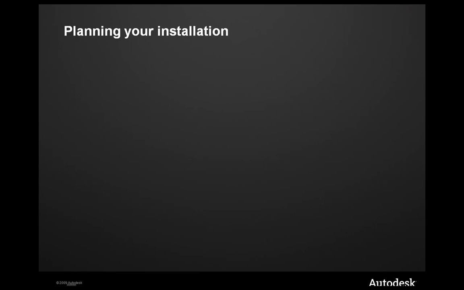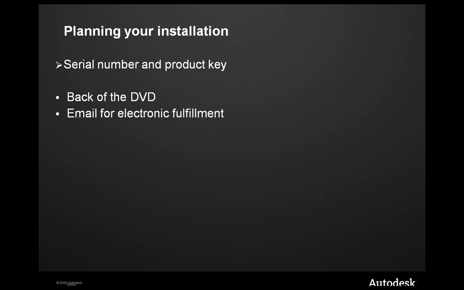Please have your serial number and product key handy before the start of your installation. You will be asked to enter both of these during the installation. If you are installing from the Inventor DVD, you will have the serial number and product key on the back of your DVD set. If you have downloaded Inventor 2010, you will have received an email from Electronic Fulfillment which will have both the serial number and product key for your Inventor. You can also find this information in your Subscription Center under Contracts.